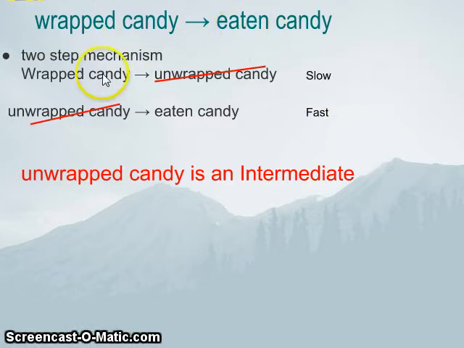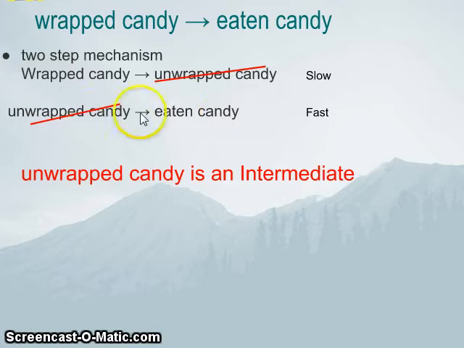Let me say that again. However fast the slow step is going is how fast the overall reaction is going. If we think about the second reaction in our mechanism, unwrapped candy going to eaten candy, if I were to somehow make this one go twice as fast, so maybe have twice as many people eating the candy, but still have only one person unwrapping it, the overall reaction will not change, right? Because I have more people eating, but that's the fast step.